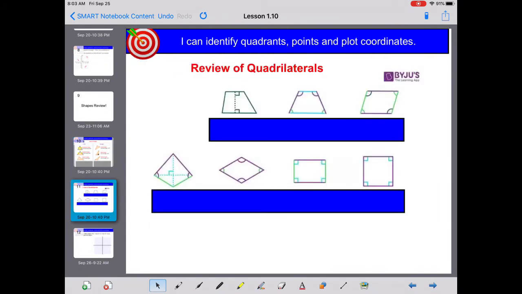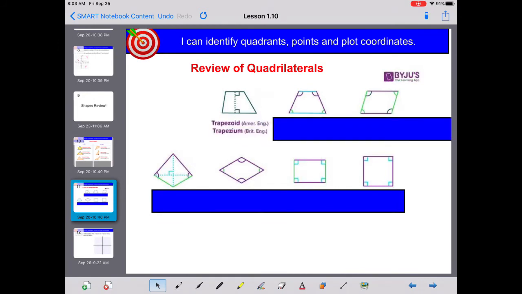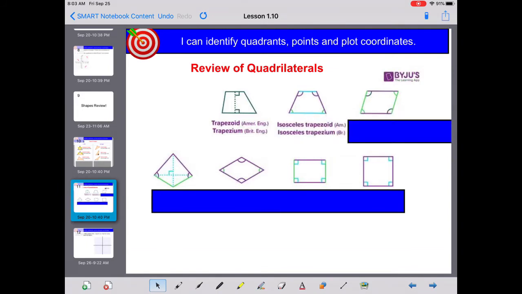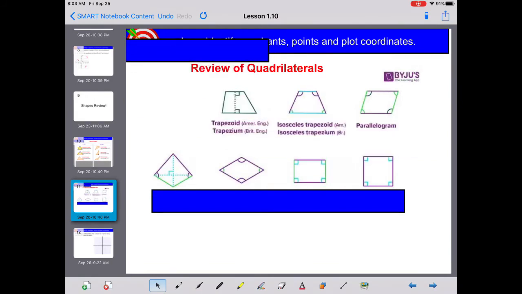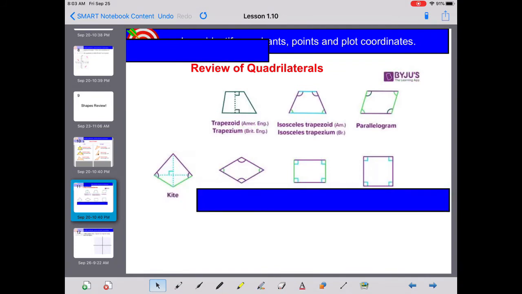Now let's review our quadrilaterals. This first shape is called a trapezoid because it has one set of parallel sides. An isosceles trapezoid looks like this. You're not going to have to, just a trapezoid is fine. A parallelogram is a 4-sided figure with 2 sets of parallel sides. So notice that the 2 green sides are parallel, and then the top and the bottom that are purple are also parallel. Okay, look down here. This is a kite.